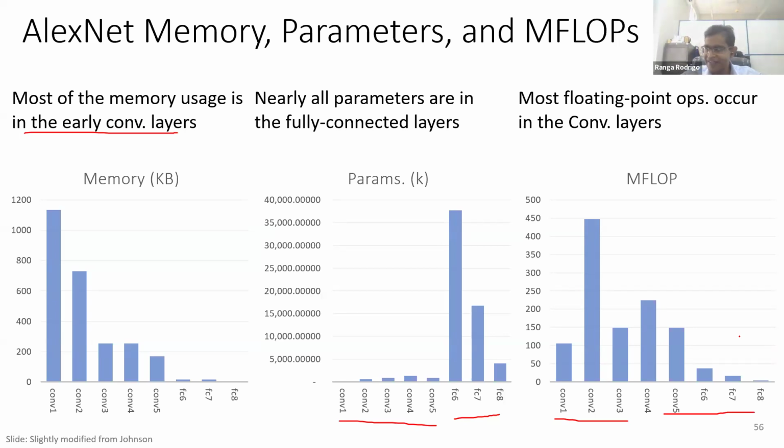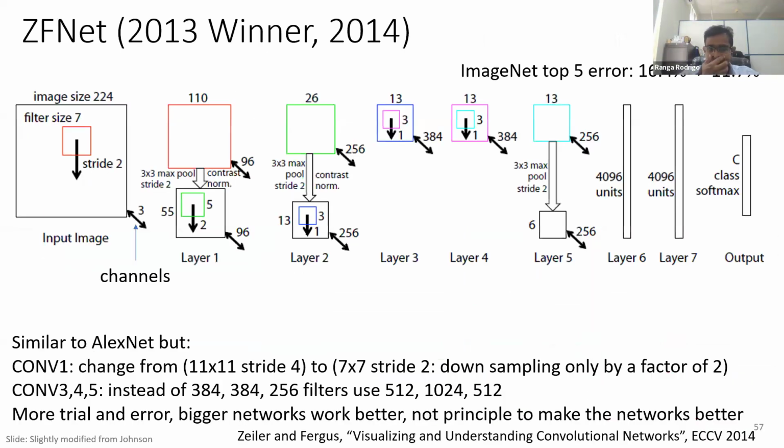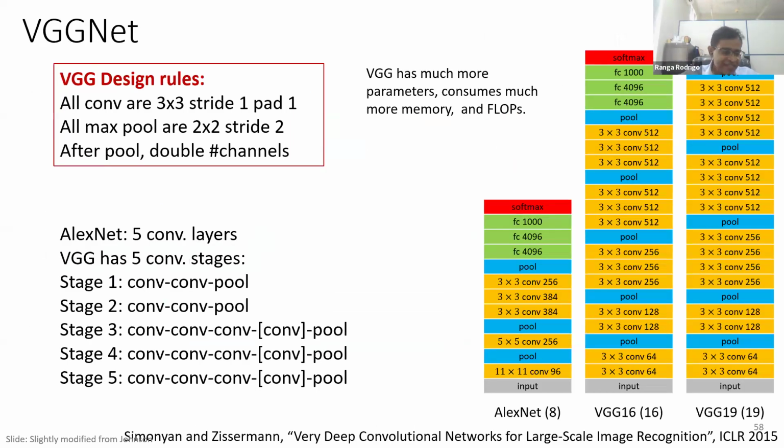Okay. I hope everything is clear. Please don't hesitate to ask if you have any questions. All right, let's move forward. The 2013 winner is called the Zeiler-Fergus network. It is like AlexNet but with a slightly larger number of parameters, but we don't have to study it. But this is an important one, a 2015 ICLR paper.